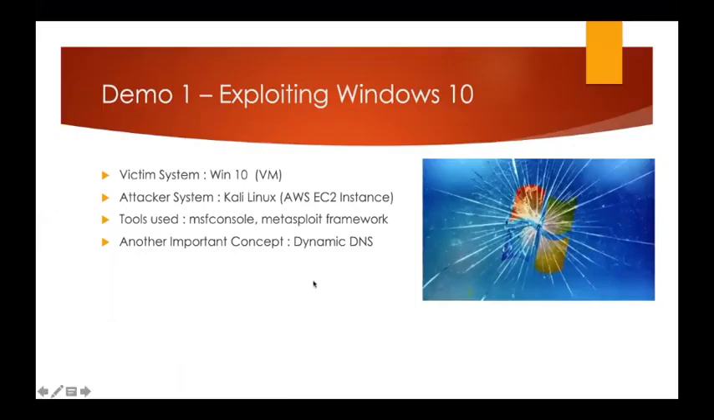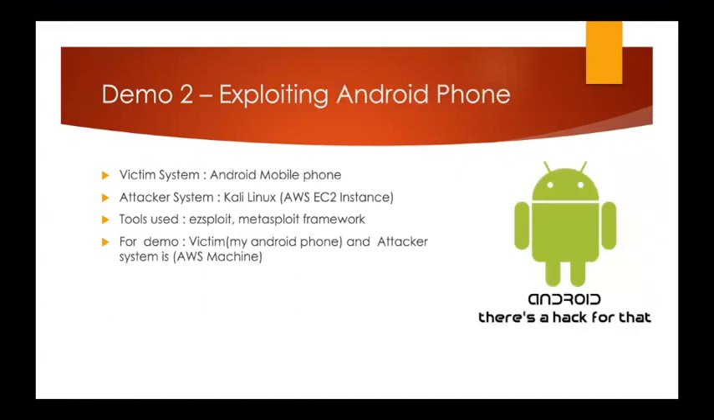Okay. So now coming to my second demo, that is exploiting the Android phone. Here, my victim system will be an Android mobile phone, which is my personal phone. Then the attacker system will be Kali Linux, that is the same AWS EC2 instance. Here I'll be using Easysploit to create the payload and Metasploit framework to exploit that vulnerability.